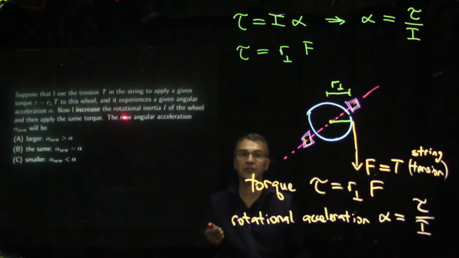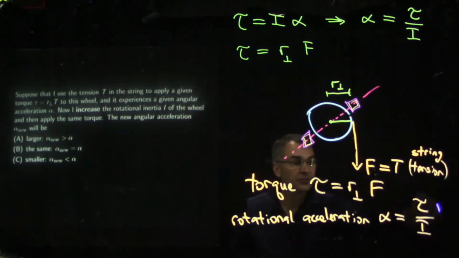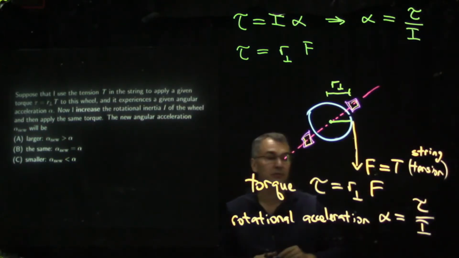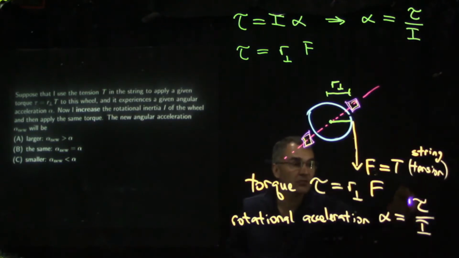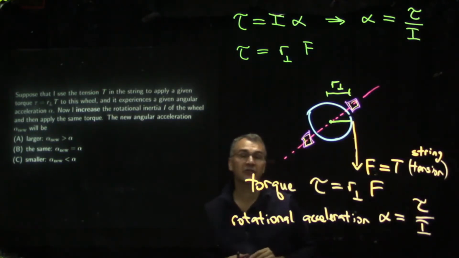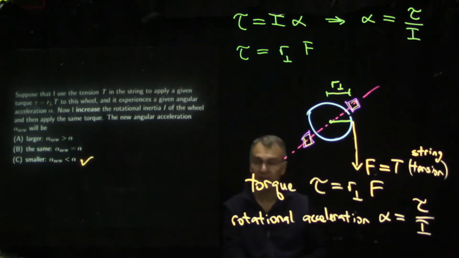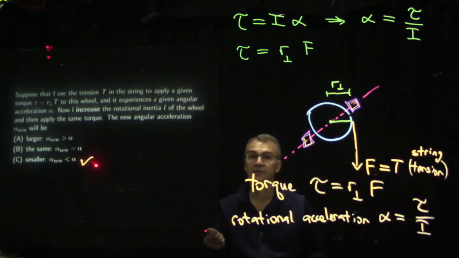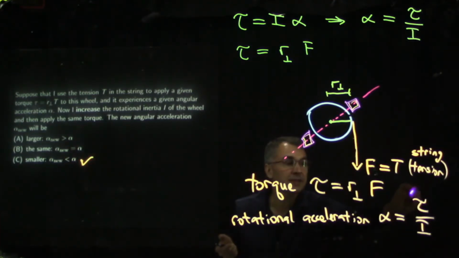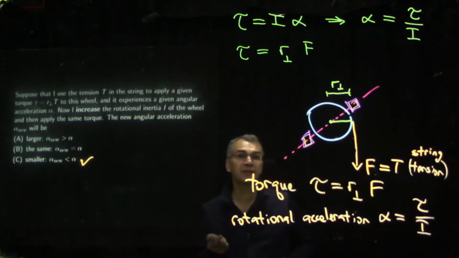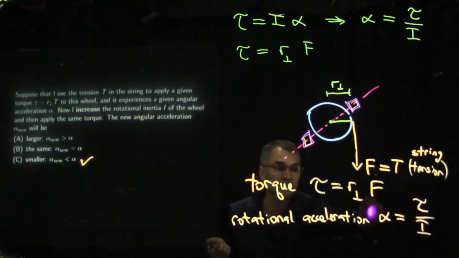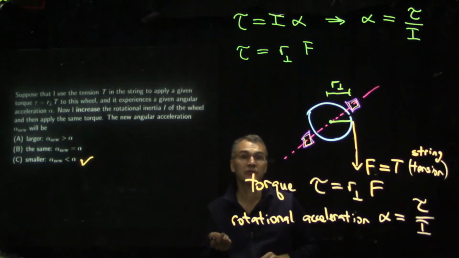So I increase the rotational inertia I of the wheel and then apply the same torque. The new angular acceleration will be, well, angular acceleration is torque divided by rotational inertia. So if you keep the same torque, but you make the rotational inertia bigger, then you expect a smaller angular acceleration. So I like answer C, Charlie. The new angular acceleration will be smaller than the original angular acceleration, because we applied the same torque to a system that had a bigger rotational inertia. So that's a smaller angular acceleration.